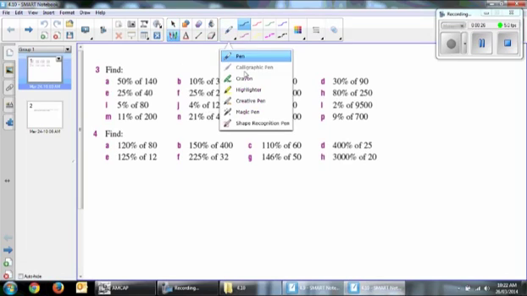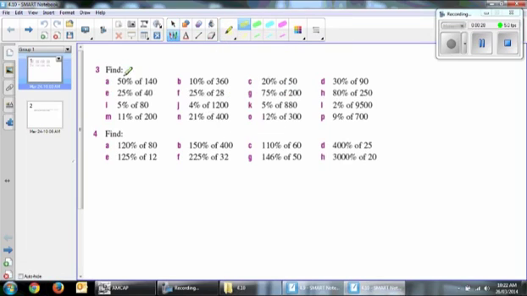50% is half. So all you're doing is obviously 140 divided by 2 will give you that answer. And a lot of these are the same sort of thing, like 25% of 28. Well, 25% is a quarter, so 28 divided by 4 will get you the answer. 10% of 360, well, 10% is 1/10. All right, so if you divide 360 by 10, you'll get your answer. So your common knowledge of percentages here should help you.